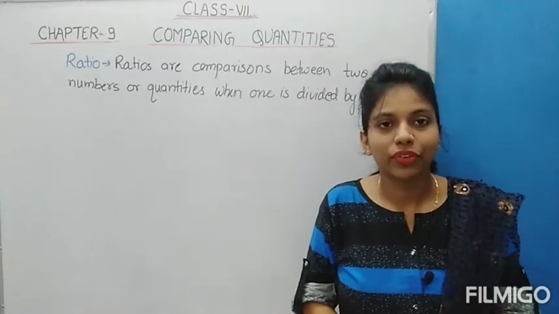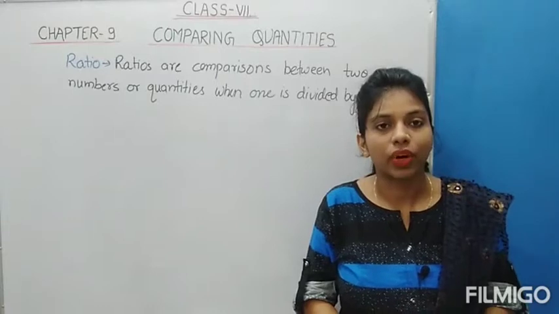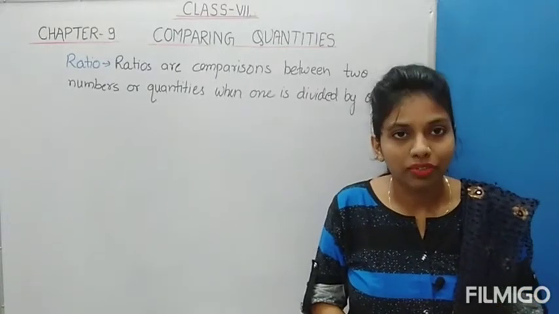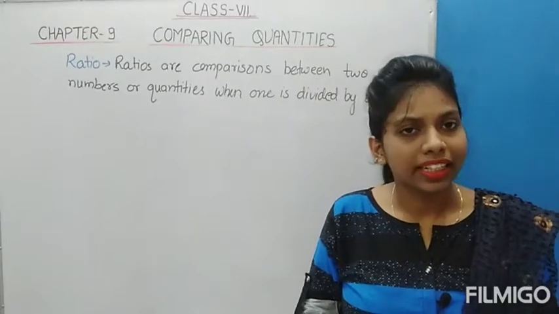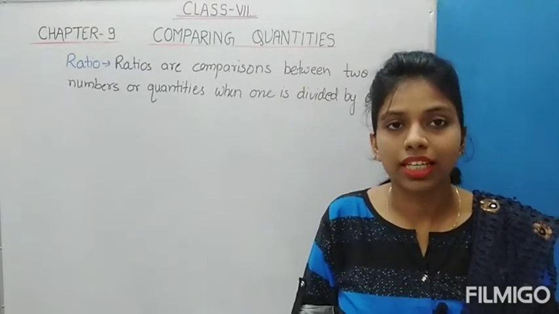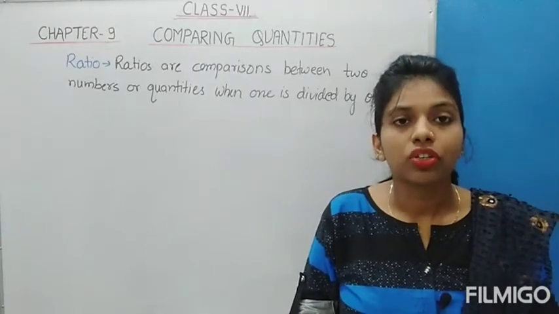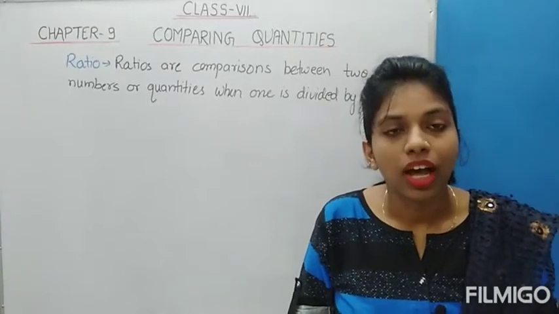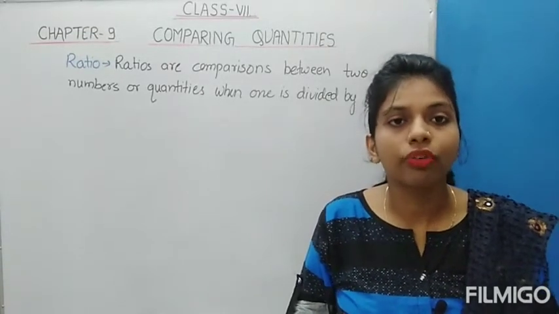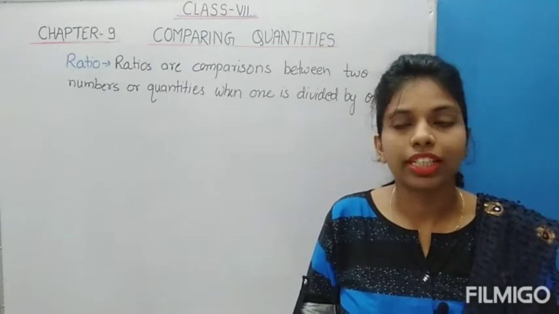Children, in this video we're going to discuss chapter 9 of class 7, that is comparing quantities. There are many ways we can compare any two quantities, like ratio, proportion, and percentage. Here in this video we're going to discuss what is ratio, and with the help of ratio how we can compare two quantities. So first, let's discuss what is ratio.